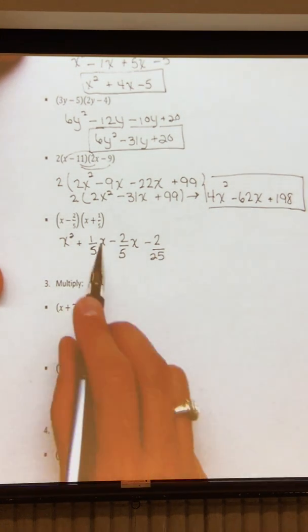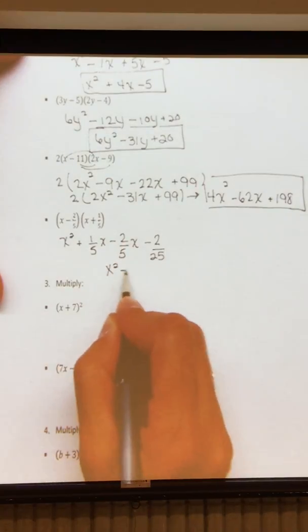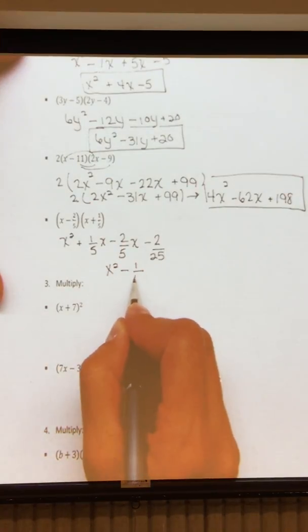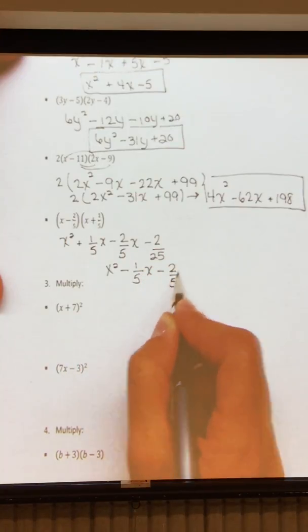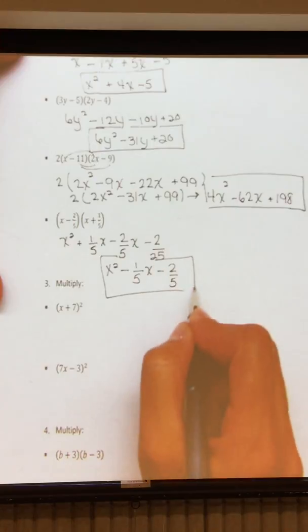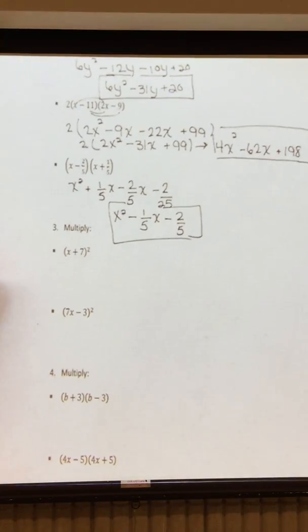Combining like terms, you have 1 minus 2. So you have x squared minus 1 over 5x minus 2 over 25. And that is our answer for number 2. Number 3, you want to multiply.